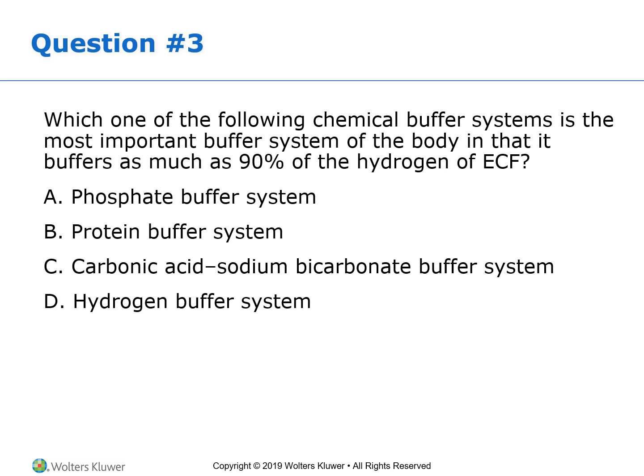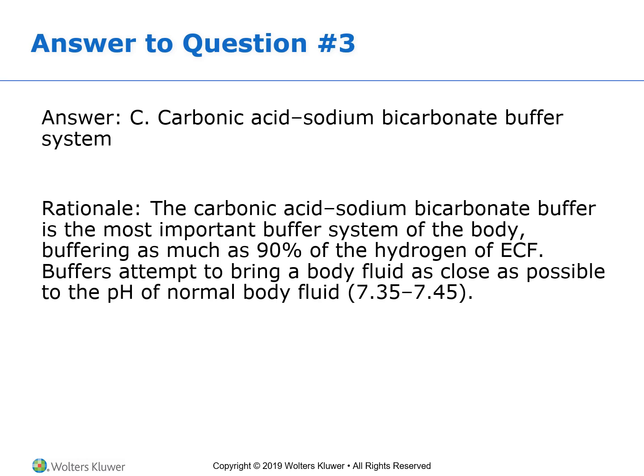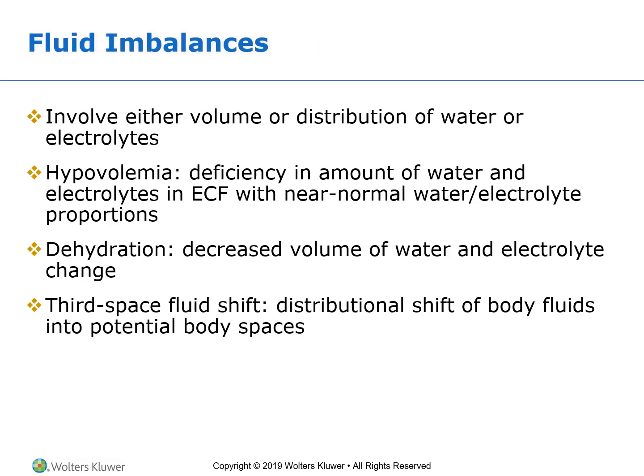So which of the following chemical buffer systems is the most important buffer system in the body that buffers as much as 90% of the hydrogen of extracellular fluid? Carbonic acid sodium bicarb buffer system. This buffer system is the most important buffer system in the body, buffering as much as 90% of hydrogen of extracellular fluid. Buffers attempt to bring the body fluid as close as possible to the pH of normal body fluid of 7.35 to 7.45.